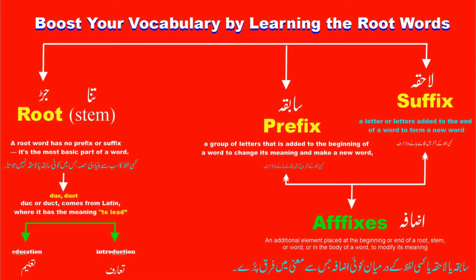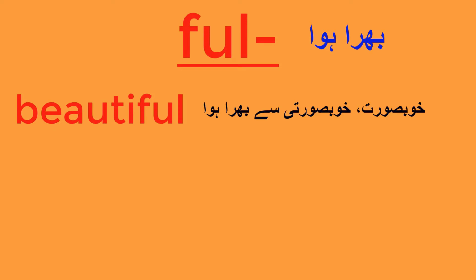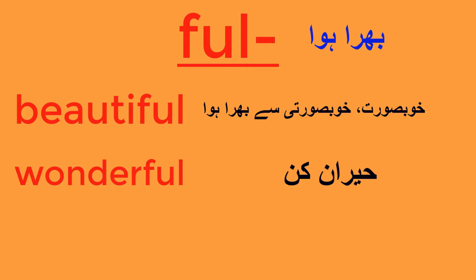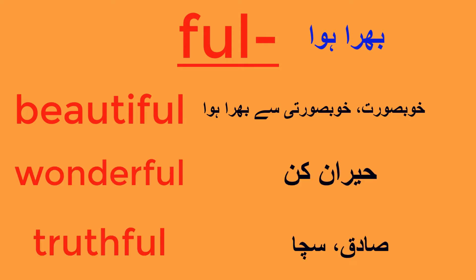سفیکس لفظ کے آخر میں لگ جاتا ہے. مثال کے طور پر، جس لفظ کے آخر میں فل FUL آ جائے تو اس کا مطلب ہے کسی چیز سے بھرا ہوا. یعنی بیوٹیفل، یعنی خوبصورتی سے بھرا ہوا. ونڈرفل یعنی حیرانگی سے بھرا ہوا. ٹروتھفل یعنی سچ سے بھرا ہوا. تو اس میں فل کا مطلب آ گیا، یعنی کسی چیز سے بھرا ہوا.